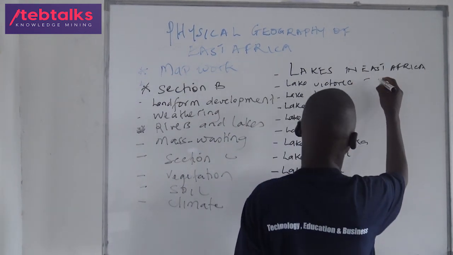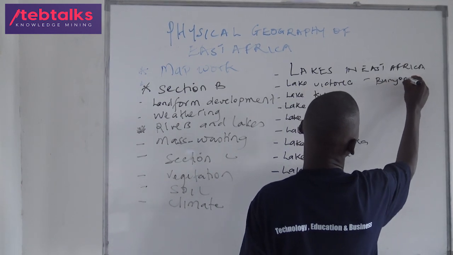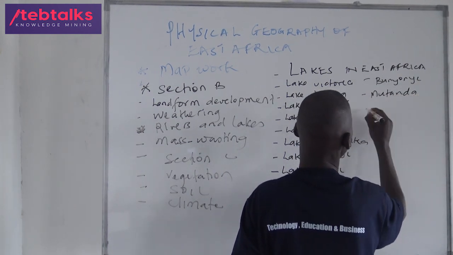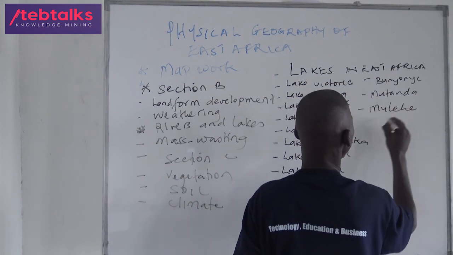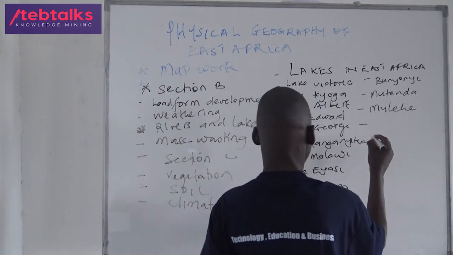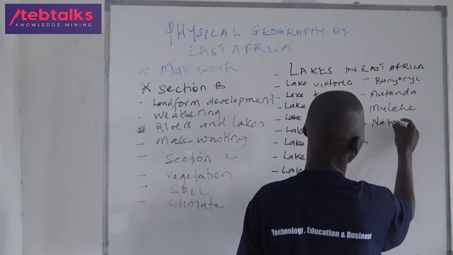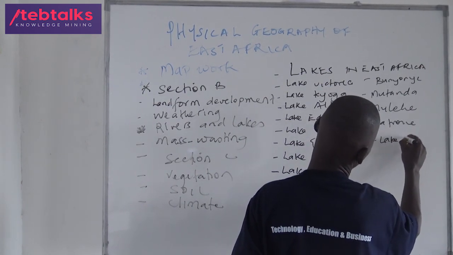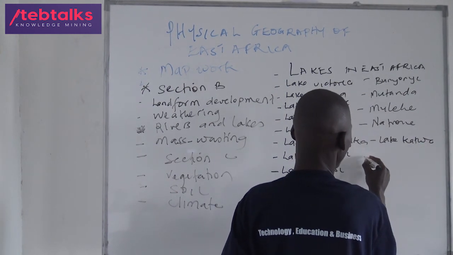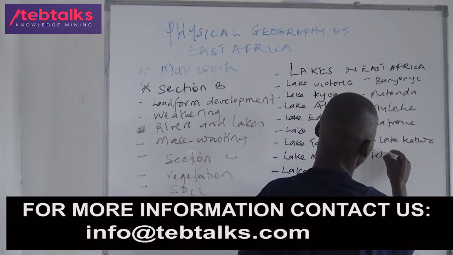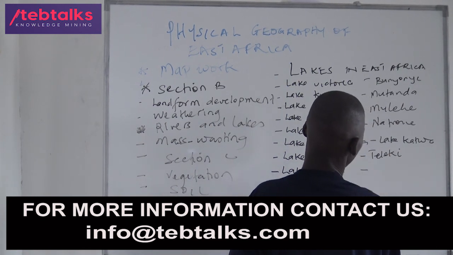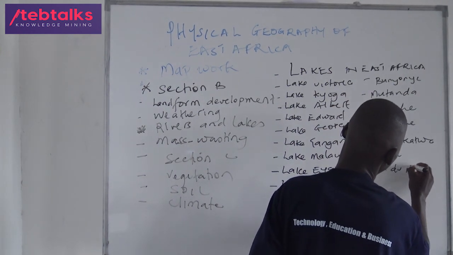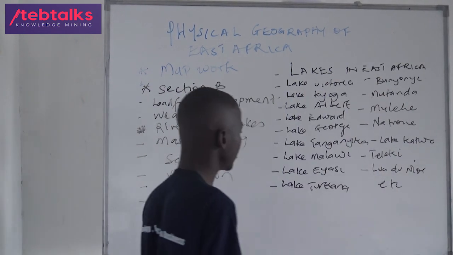we have lakes Bunyonyi, Mutanda, Mulehe, we have lakes Natron, we have Lake Katwe, we have lakes like Teleki, we have lakes like Lake Bunaya, and of course, many more others.